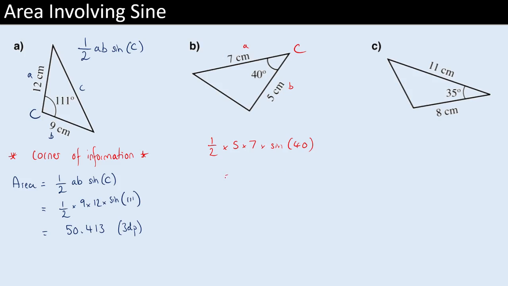The area of this triangle is 11.25 to 2 decimal places. And the last one over here, we've got 1/2 of 11 times 8 times sine 35. Which is 0.5 times 11 times 8 times sine 35. 25.24 to 2 decimal places. There we go. Done.